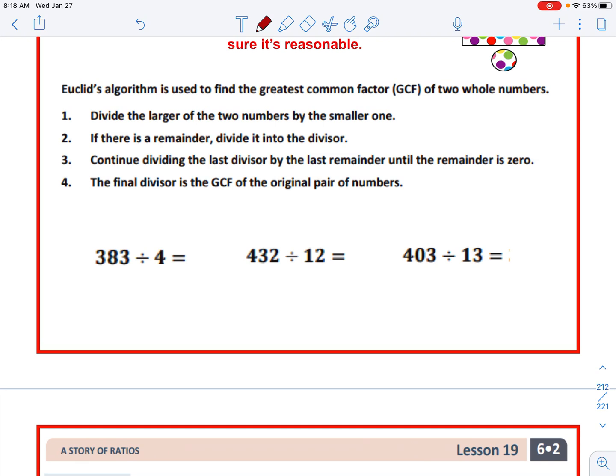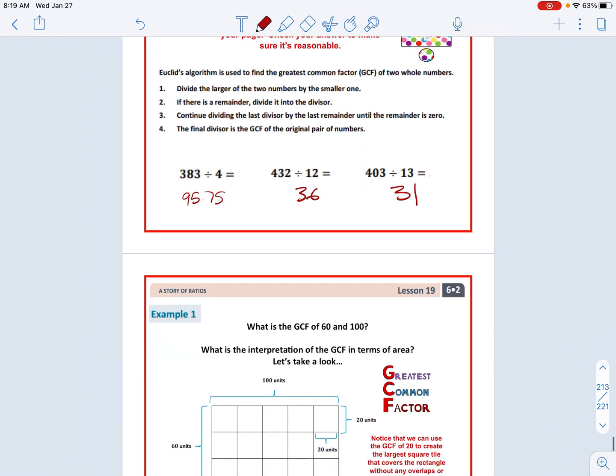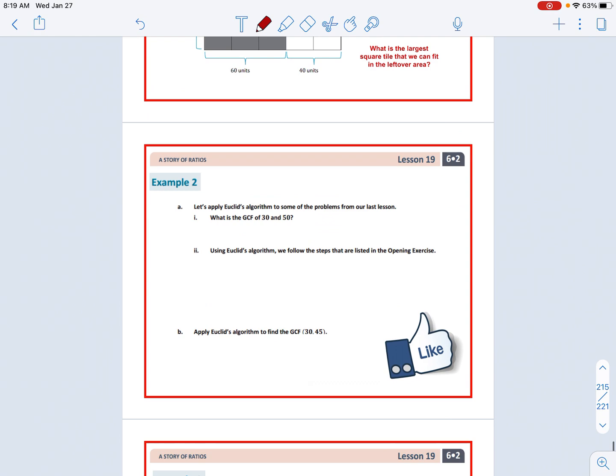So you should have paused the video. I'm not going to go through these, I'm just going to go over the answers. The first one was 95 and 75 hundredths. The next one was 36. And 403 divided by 13 is 31. So hopefully you got those correct. If you didn't, find where your mistakes were, and let's keep on going.